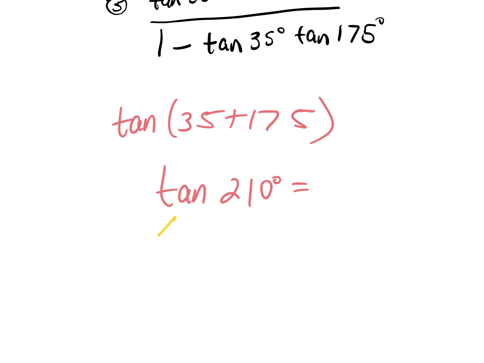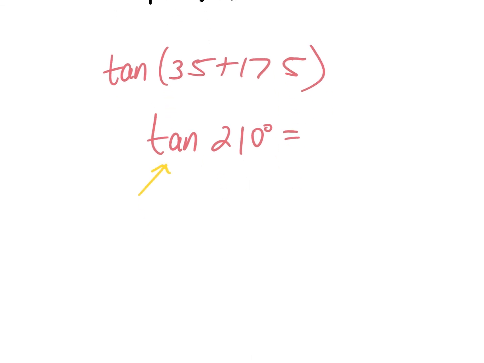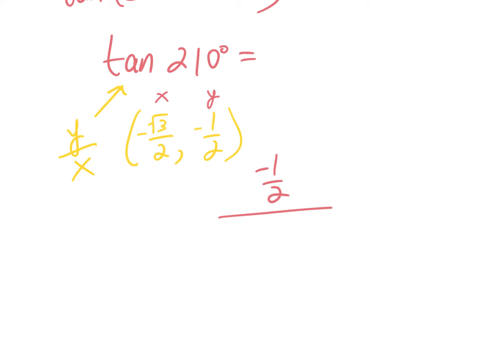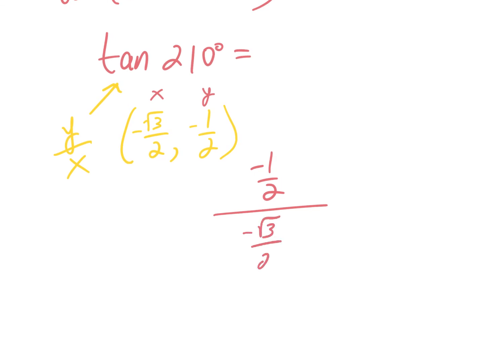What is tangent? Y over X. Good. It's your Y over your X value. So in this case, you might have to do a little bit of math. What is the ordered pair at 210? Negative square root of 3 over 2 and negative 1/2, right? Just so I don't make any silly mistakes, I'm going to put in an X and a Y over those two. So this is saying I have negative 1/2, Y divided by X, which is negative square root of 3 over 2.